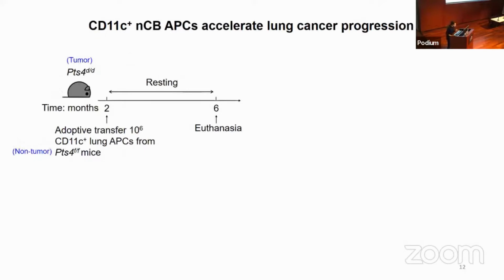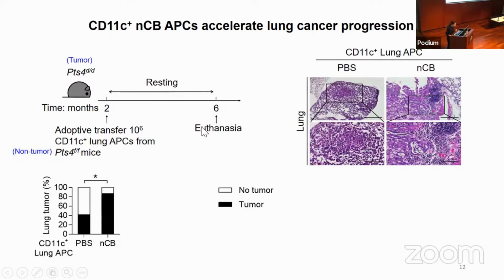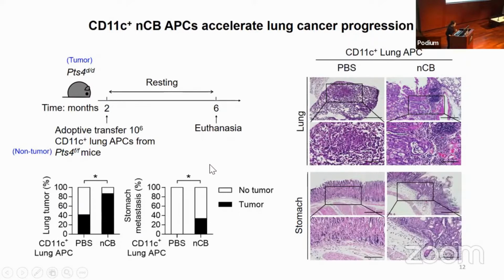And lastly, we performed an adoptive transfer experiment. We isolated either PBS or carbon black APCs from the non-tumor mice and adoptively transferred the cells to the tumor model at 2 months of age, and then we sacrificed the mice at 6 months of age. We examined lung tumor and stomach metastasis. We found mice that received carbon black APCs showed more lung tumor and stomach metastasis.